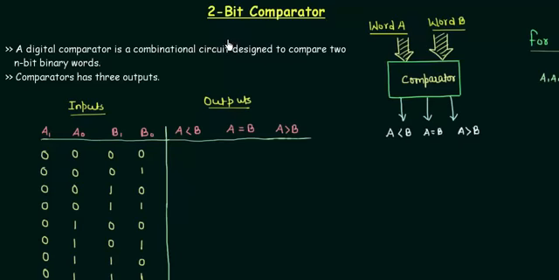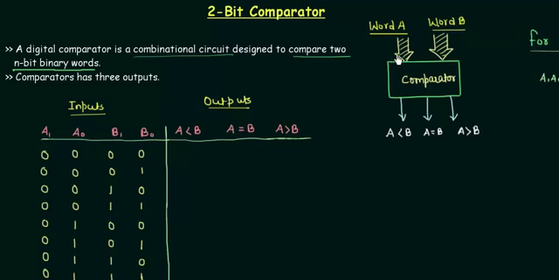In this presentation, we will study the 2-bit comparator. On the right-hand side of your screen, you can see a comparator with 2 inputs. I have shown the inputs by thick arrows because we can have n-bit binary words as the input. A digital comparator is a combinational circuit designed to compare 2 n-bit binary words. That's why this is shown as thick arrows, showing that it is more than a single bit.